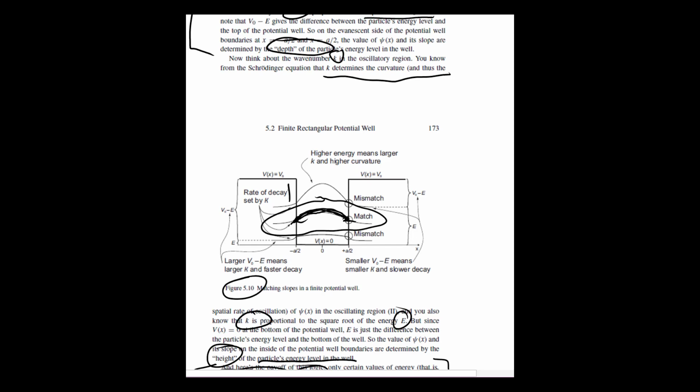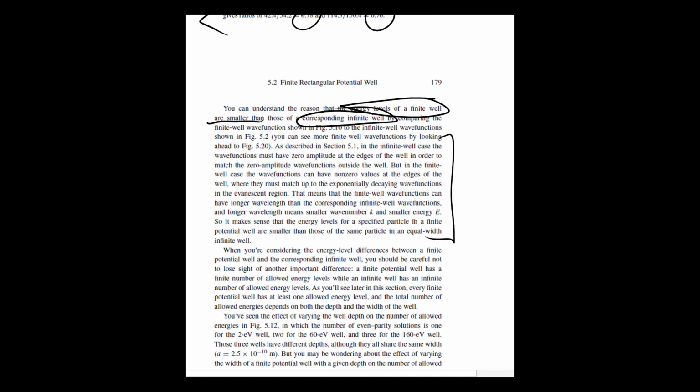So that means that the wavelength can actually be a little longer. And if the wavelength is a little longer, that means K is a little smaller. Remember, it's 2 pi over lambda. And if K is a little smaller, the energy is a little smaller. So since the finite well wave functions don't have to be 0 at the edges, they can have slightly longer wavelengths. That's described in here.